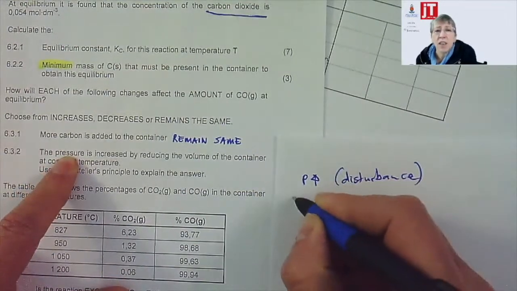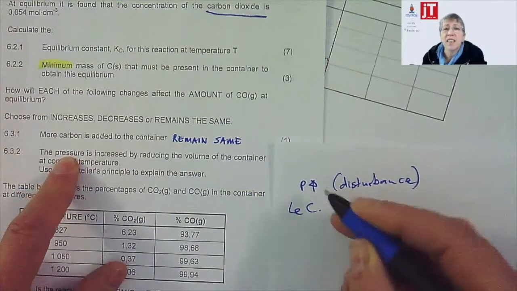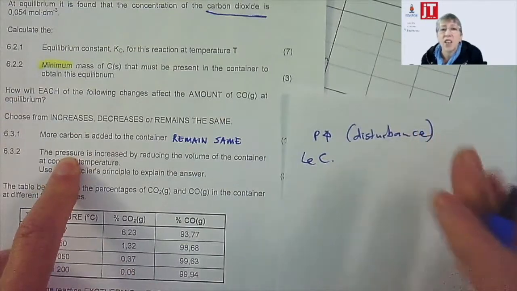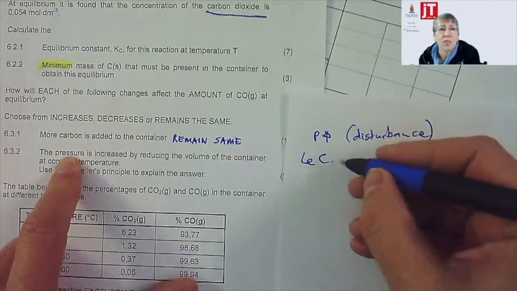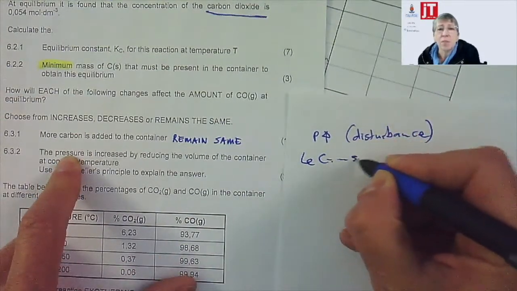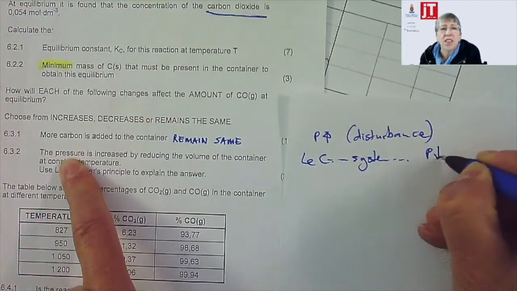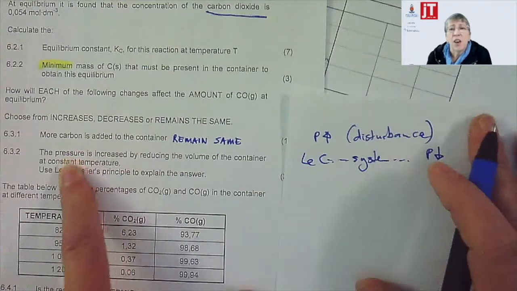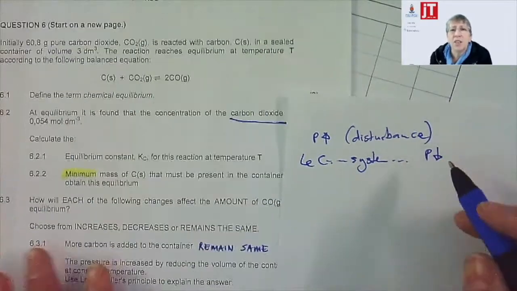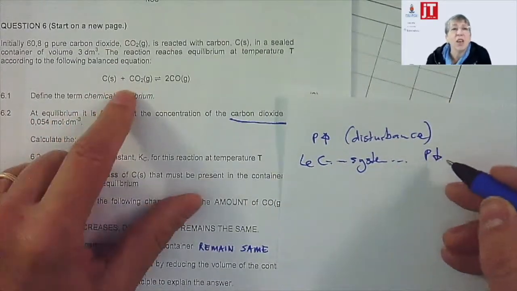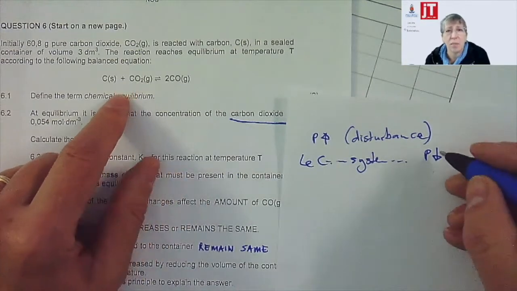And then what does Le Chatelier tell you? Le Chatelier tells you that the system will react to oppose this, right? So what my system will do is react to decrease the pressure. So how can it decrease the pressure? It can make things that don't press that hard.